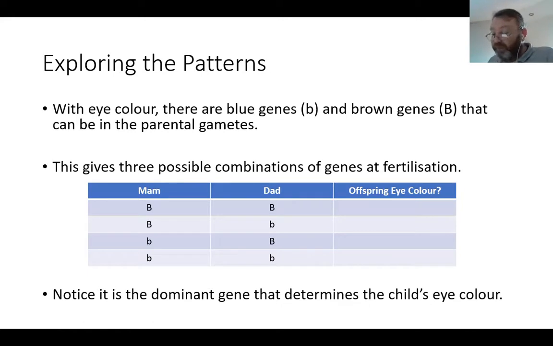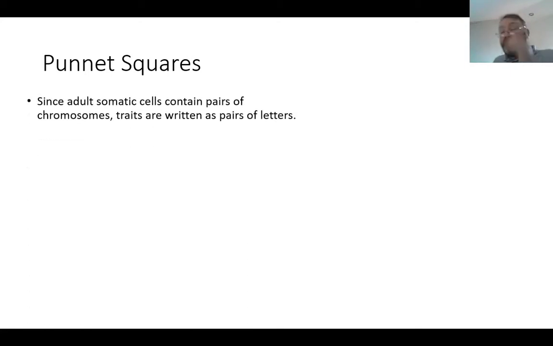Notice it is the dominant gene that determines the child's eye colour. And I'm going to leave that blank for you to fill in yourselves when you're going back over this, okay? But it is the dominant gene that determines whether it's eye colour, tongue rolling, freckles on your face, longest middle toe, widow's peak, gap in your teeth, whatever it's going to be. It's the dominant gene that decides if that's going to be present in your makeup. Okay, so we're going to move on to Punnett squares.